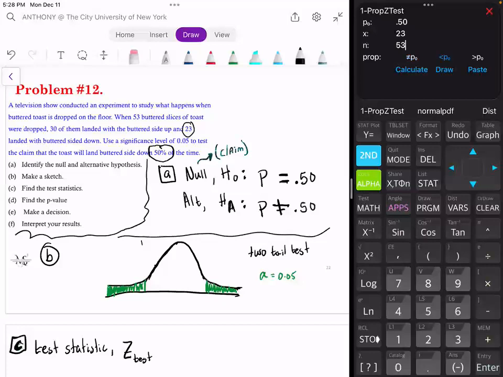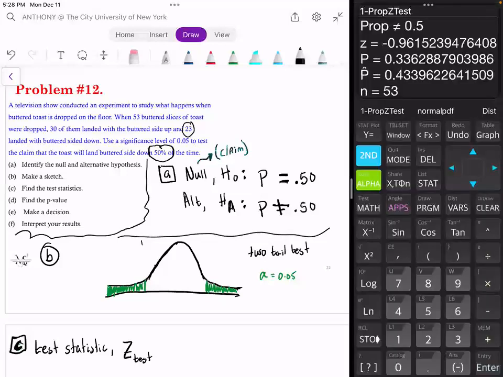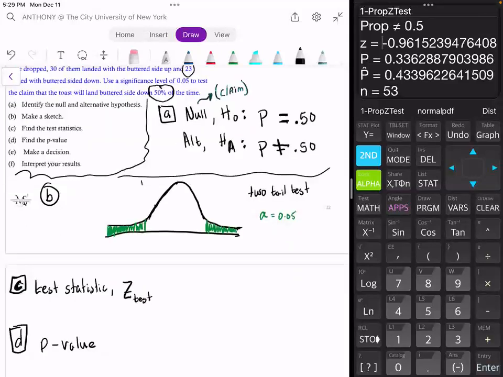If it was a left tail, I would use the second symbol, the one in the middle. If it was a right tail, I select the one on the right, but because it's a two tail, I have to use the not equal. And then you hit calculate. Nope, sorry, I think I hit draw. Oh, there we go. And we have everything there for this problem. Your test statistic, your z-test value, if you round it to 2 decimals, is negative 0.96. Your p-value, you can round off to 4 decimals. You get 0.3362.